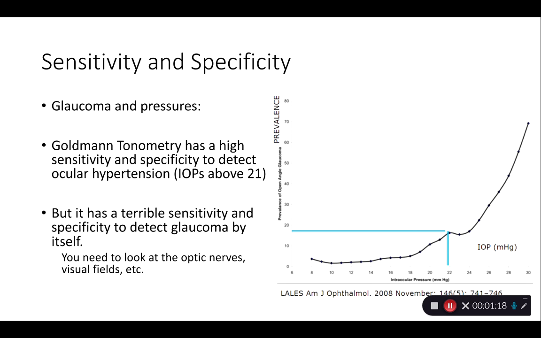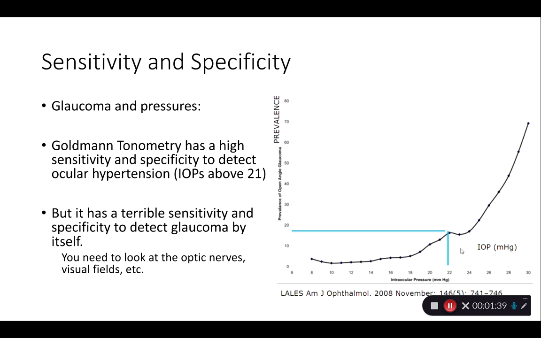Here's another example of sensitivity and specificity. Let's look at glaucoma and pressures. Glaucoma tonometry has a high sensitivity and specificity to detect ocular hypertension. That's people above 21 millimeters of mercury. But it's actually relatively terrible to detect glaucoma by itself. You need other things like optic nerves, visual fields, etc.